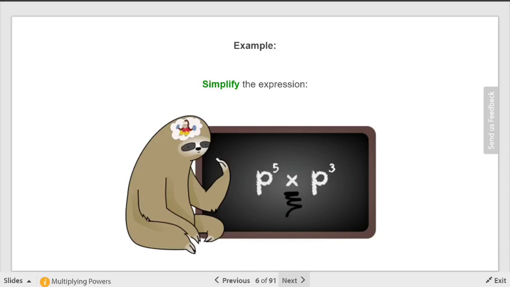Multiplication. Excellent. Good. And I'm multiplying things that have the same what? Base. And I know they're the same base because they're both a P, right? Yeah. And since I'm multiplying powers with the same base, what am I going to do with that base? Keep it. And then what am I going to do to the exponents?